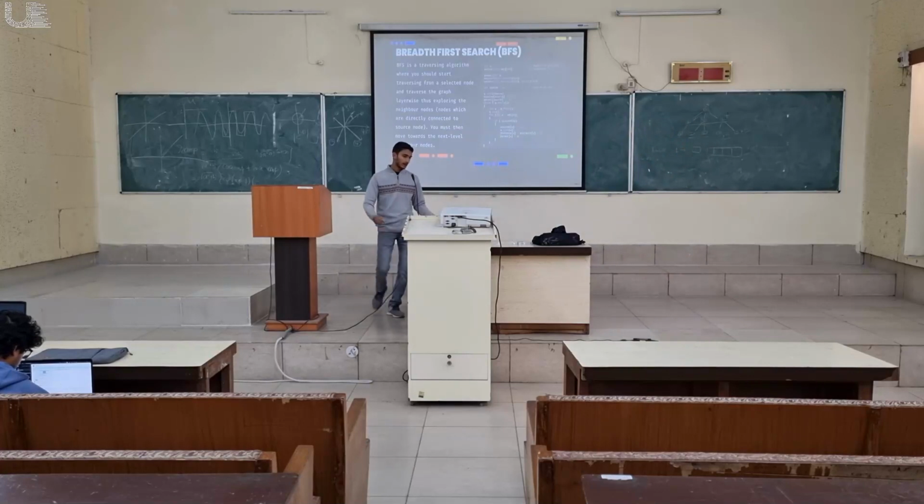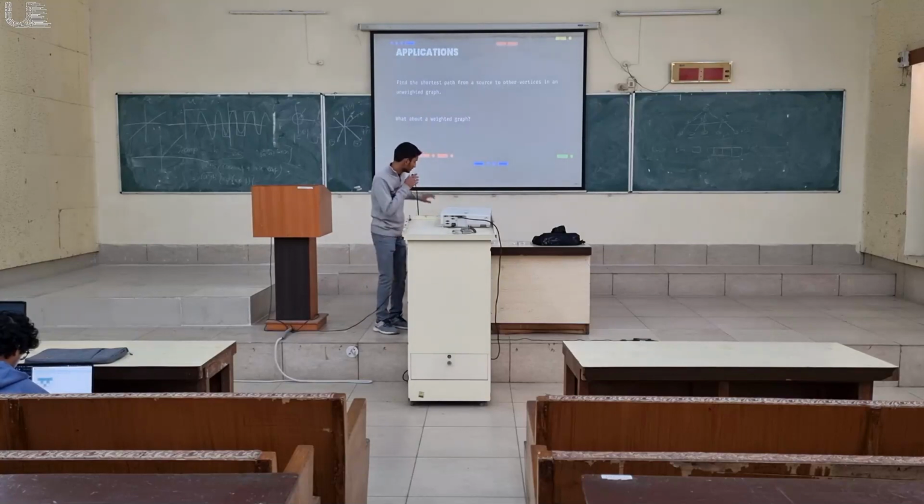Okay, so there are additional things in this code. One is the distance and one is the parent. I'll tell you what they mean. So this is the application of this. This is the very simple application of BFS to find the shortest path from the source vertex to all the other vertices in an unweighted graph. So this code is actually for that problem.